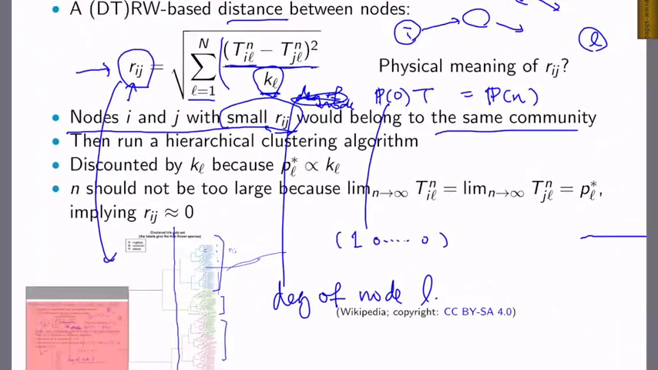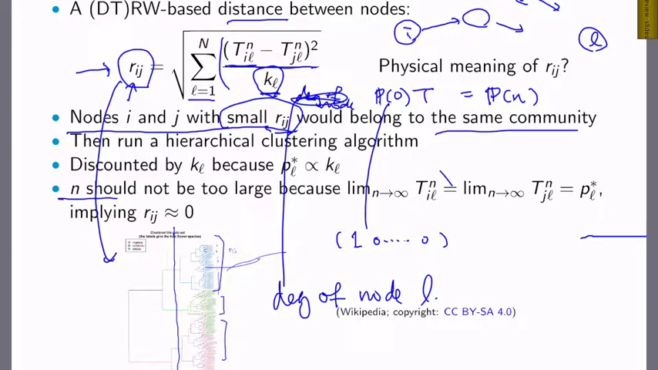Good. Right, so the only problem which remains is how to choose n. Of course, another problem is how to choose the number of clusters, which is always difficult. But apart from that, we have to determine n.